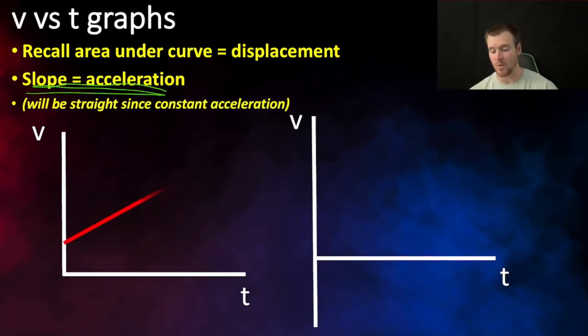So from last video, we could have one like this. Now the slope of that, the rise over run, gives us our acceleration. So that's a velocity that is going up. So that's accelerated motion.